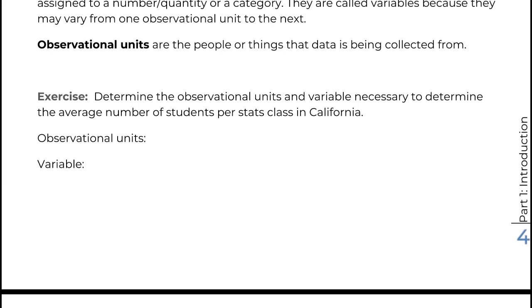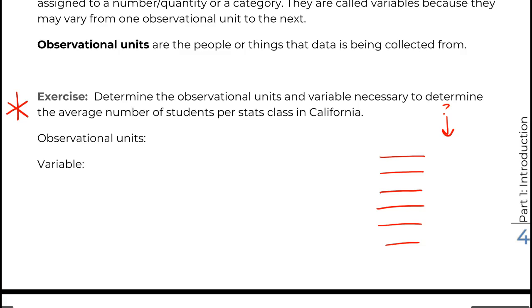So this exercise is one that used to be in my homework. This is a question that tends to get a lot of students confused, so I highly recommend you pause the video. We want to determine the observational units and variables necessary to determine the average number of students per stats class in California. So think about our spreadsheet. What are we going to be collecting data from, or who, or what are we going to be collecting data from? And then what is it that we're collecting? What's the question we're asking? So pause the video, come back.